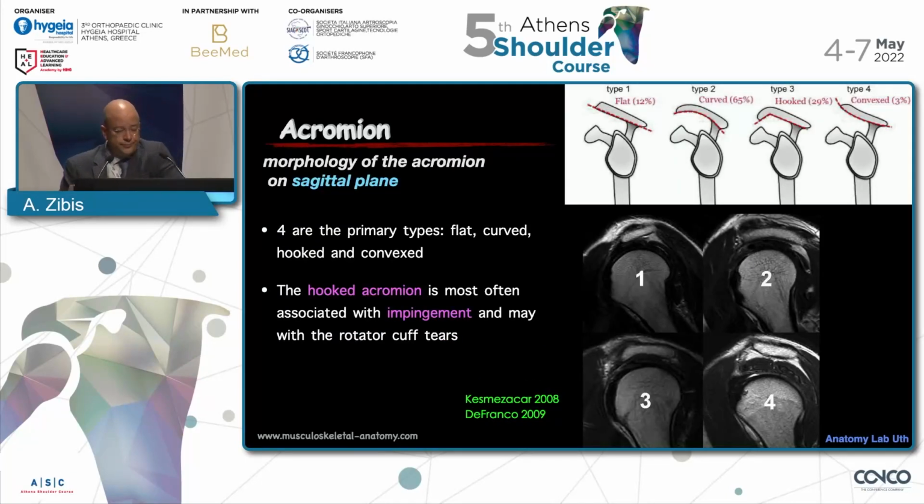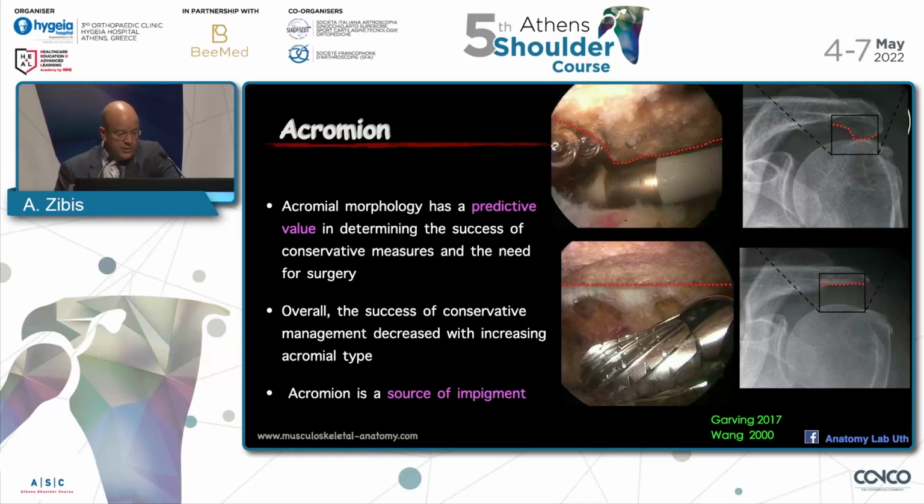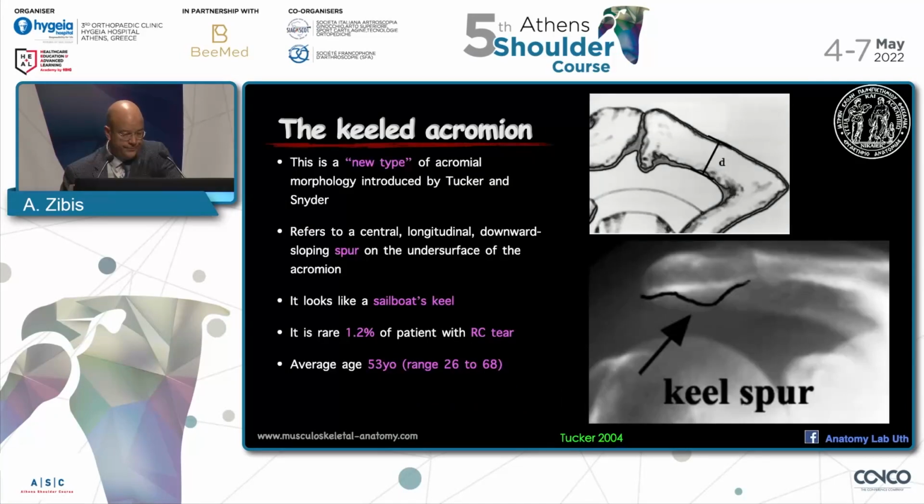Let's move to the acromion. The hooked acromion is most often associated with impingement and maybe with rotator cuff tears. Acromial morphology has a predictive value to determine the success of conservative measures and whether there is a need for surgery. Overall, the success of conservative management decreases with increasing acromial type. For that reason, the acromion is a source of impingement, as we can see in these pictures.